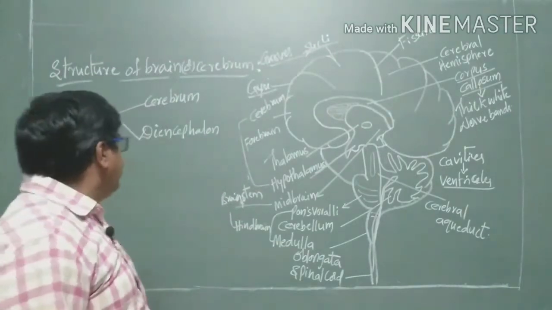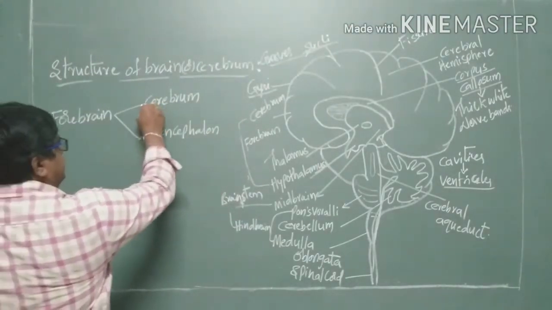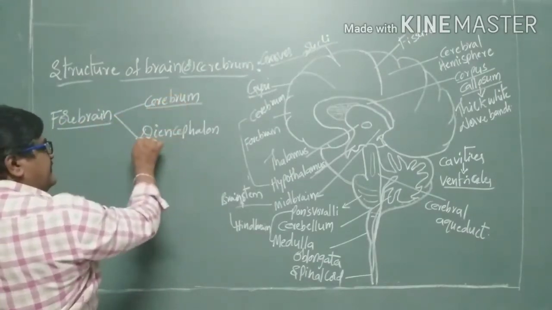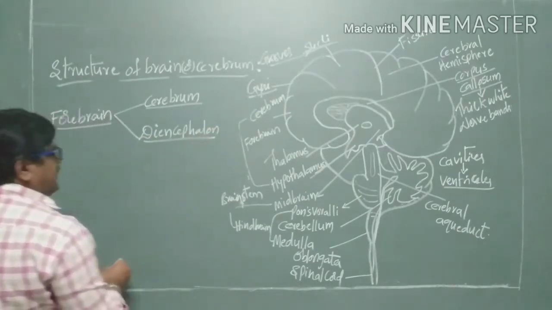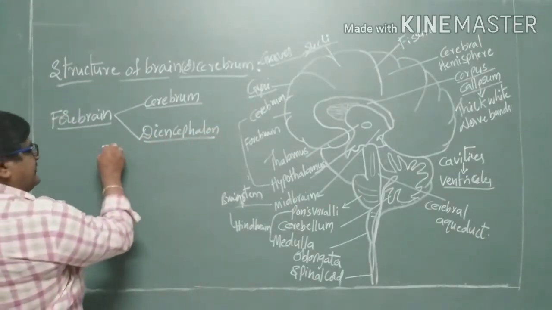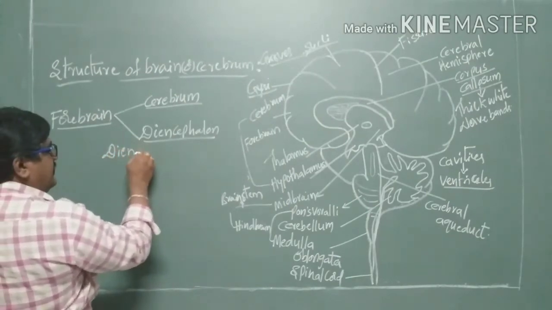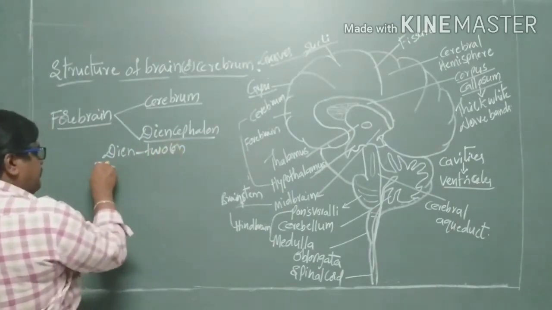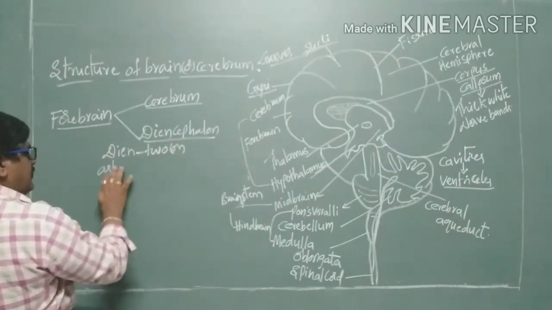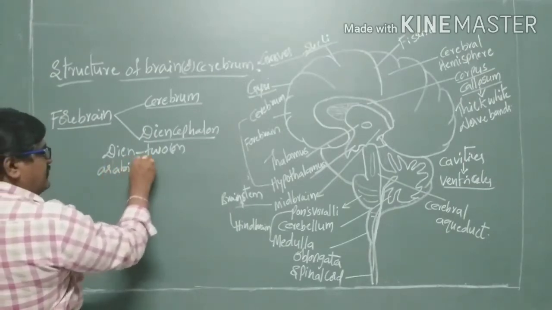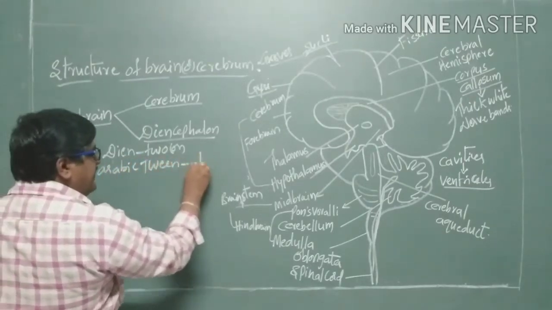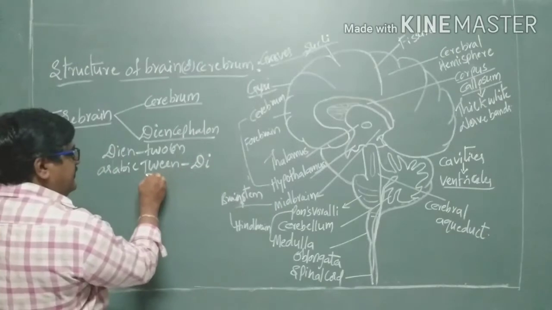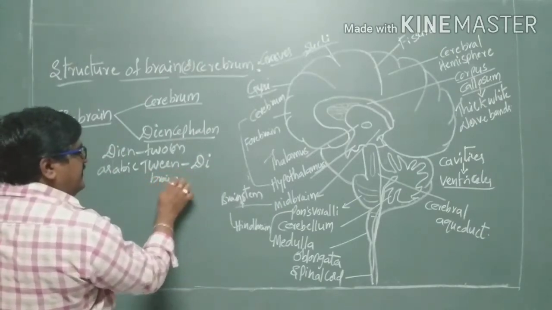Now coming to the diencephalon. The forebrain is divided into two regions: one is called the cerebrum and the second is called the diencephalon. What does diencephalon mean? Dien means two, or in Arabic, twin. Twin means die. It is called a twin brain.